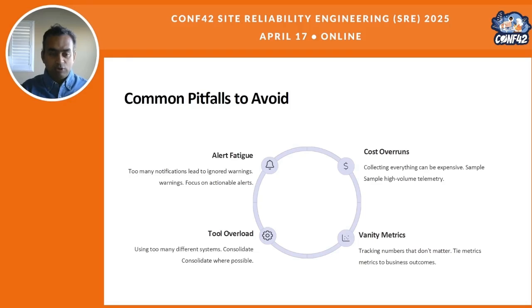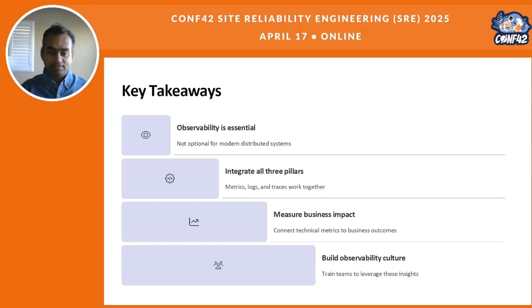Now, as we come close to closing this session, let us go through the key takeaways that we have learned and understood as part of this session. Observability is essential and not optional for any large-scale distributed system. When it comes to wholesome observability, integrate all three pillars, that is metrics, logs, and tracing. Measure business impact. Connect technical metrics to business outcomes, the ones that enhance meaningful business impact.